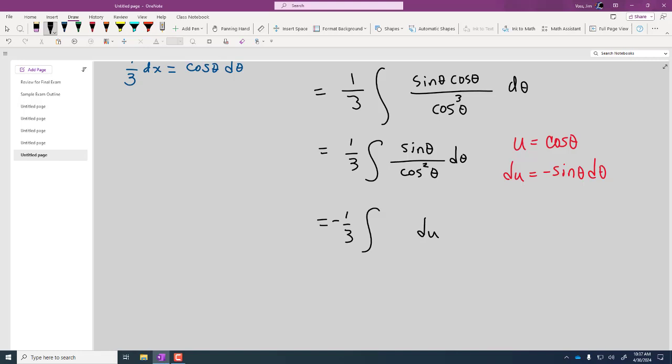U is cosine, so this is going to be u to the -2. That is integrable. So we're going to have -1/3. We add 1 to the exponent, divide by the new exponent, plus c.